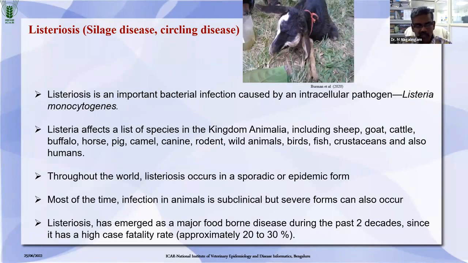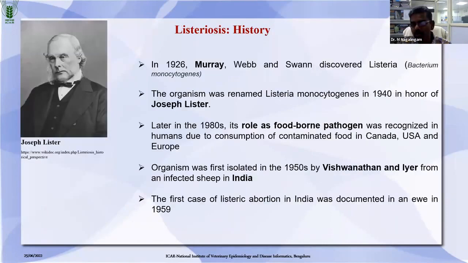In human beings, it causes heavy case fatality, something around 20 to 30%. Murray, Webb, and Swan discovered this bacterium, and at that time they named it Bacterium monocytogenes. Later, in 1940, in honor of Joseph Lister, it was named Listeria monocytogenes. And in the 1980s, its role as a foodborne pathogen was established.